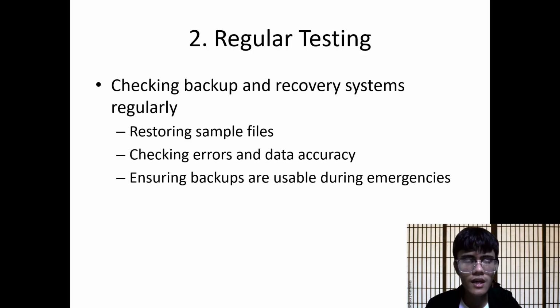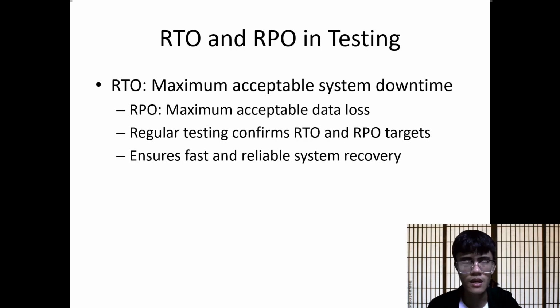This is connected to 2 important concepts, which are the RTO and RPO. The RTO, also called the recovery time objective, is the maximum acceptable time your system can be down. And the RPO, also called the recovery point objective, is the maximum acceptable amount of data loss. Regular testing confirms that your backup strategy meets both the RTO and RPO limits of the business.